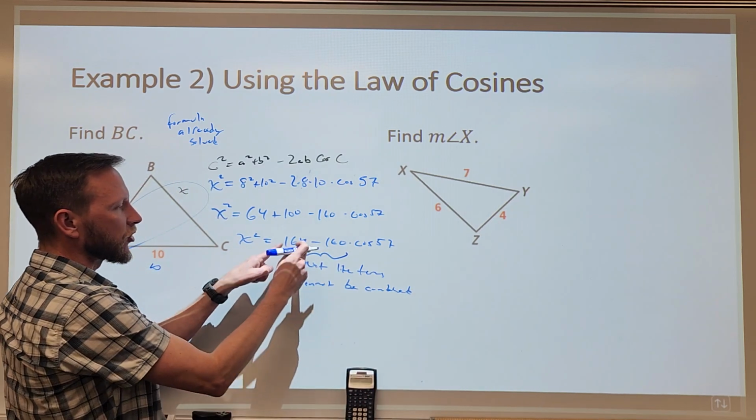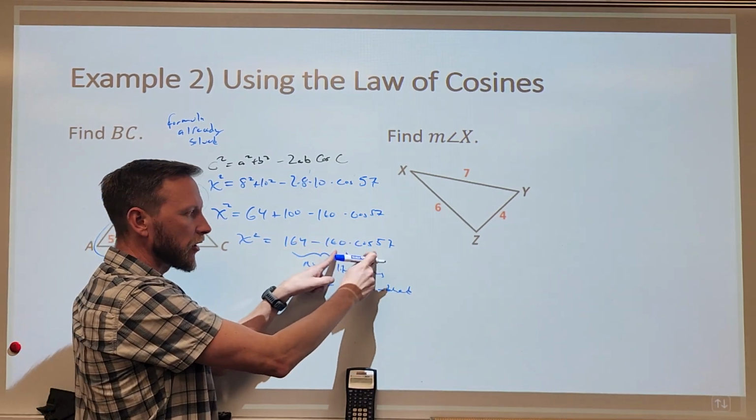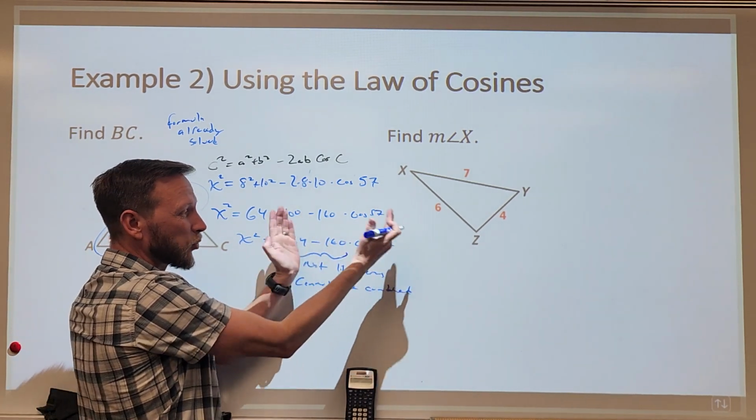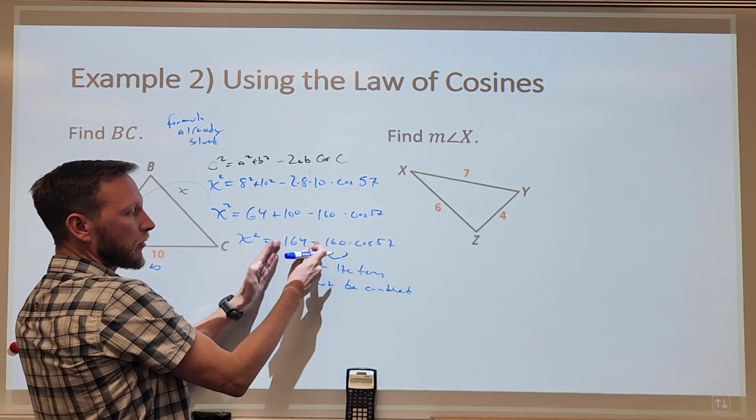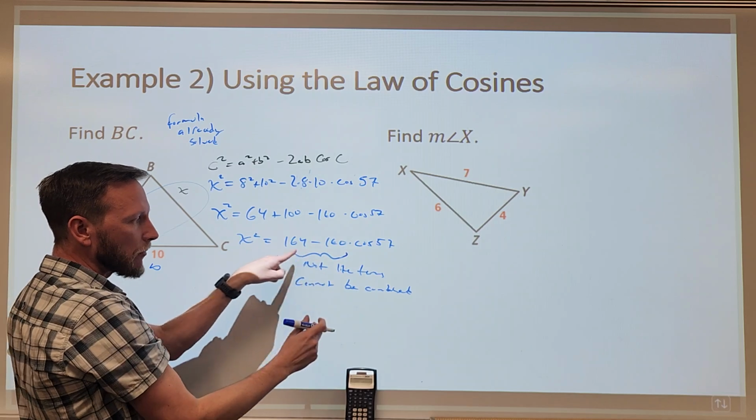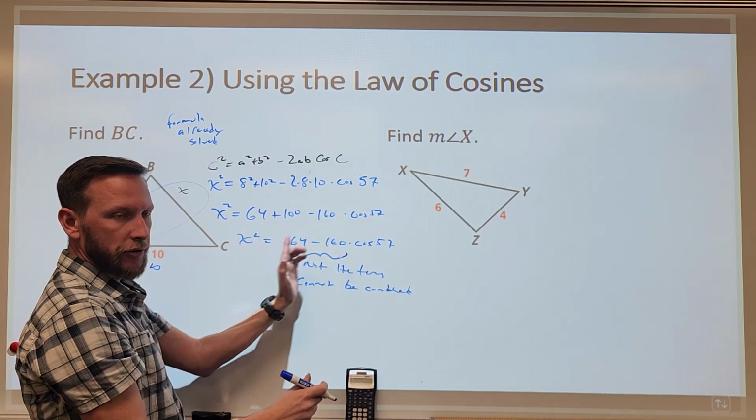And the reason is this is 164, but this is 160 times the cosine of 57. So this isn't 160. This is 160 times the cosine of 57. And we know the order of operations. We have to multiply before we subtract. So I cannot combine those. These are not like terms. I don't get 4 times the cosine of 57.